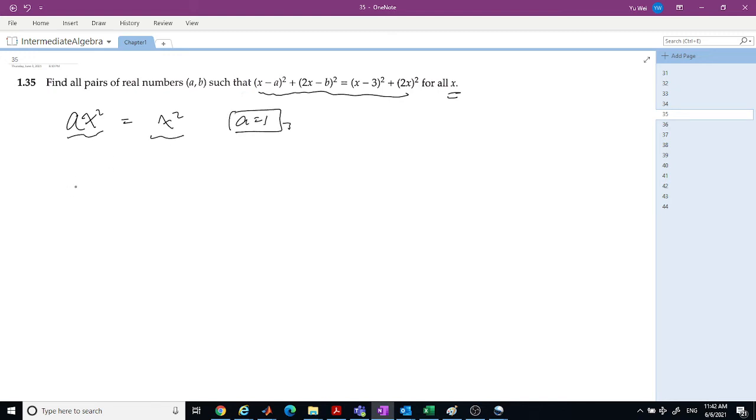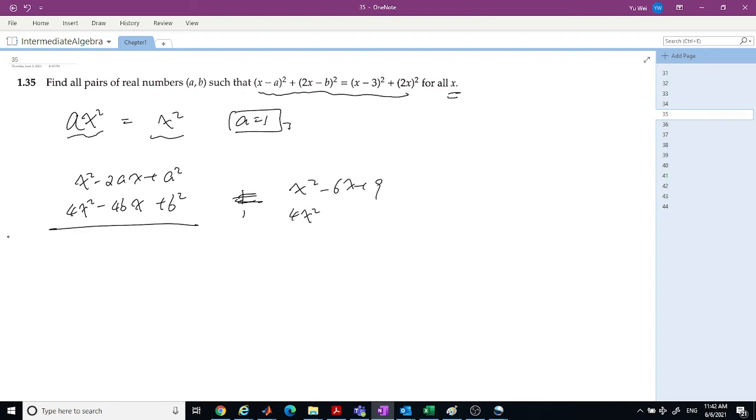So now we can compare: x squared minus 2ax plus a squared, then 4x squared minus 4bx plus b squared, right? This on the left side is equal to, on the right side, x squared minus 6x plus 9 and 4x squared. So we see the x squared coefficients are 5 and 5, right? So we know 2a plus 4b is equal to 6. a squared plus b squared is equal to 9. Okay, now we can solve this one, right?